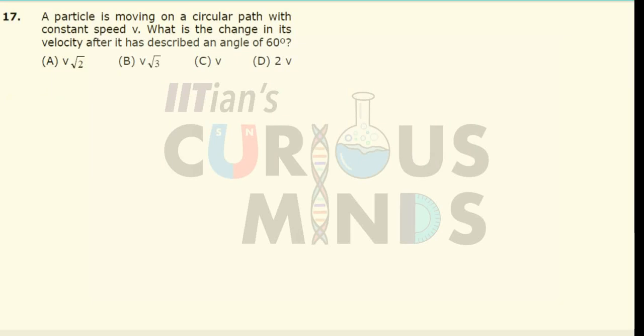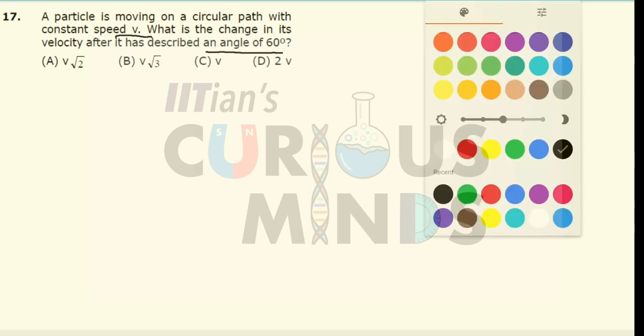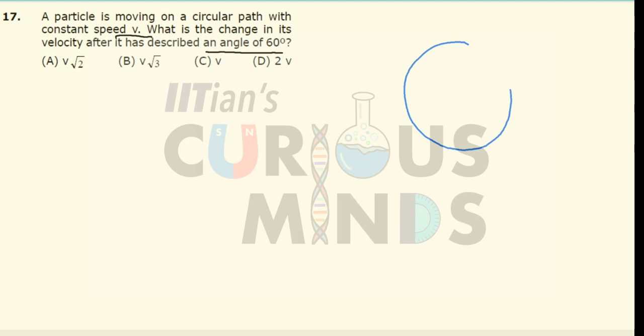A particle is moving on a circular path with a constant speed v. What is the change in its velocity after it is described by an angle 60 degree? Let us first consider a particle which is moving in a circle.